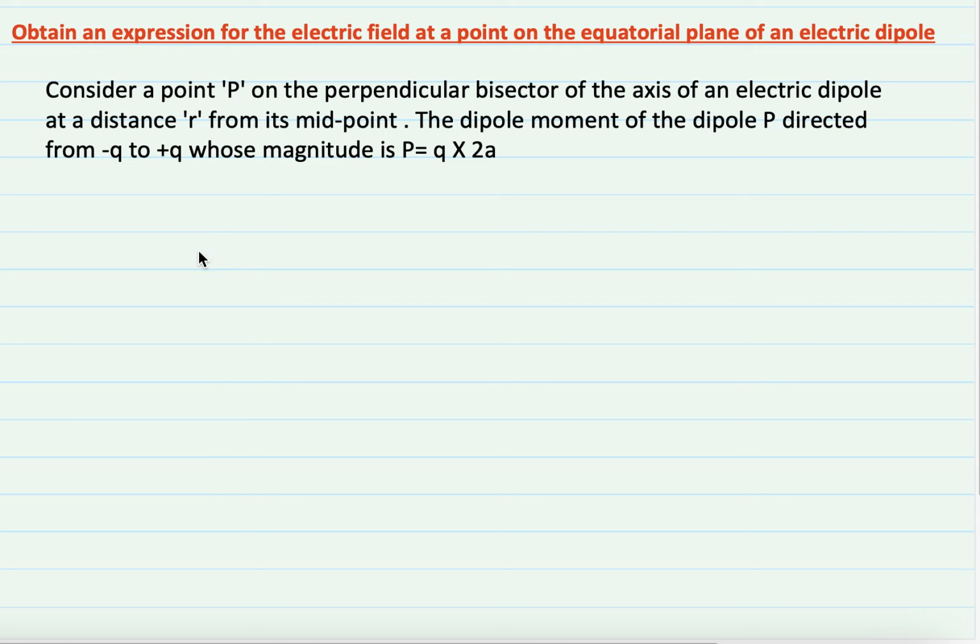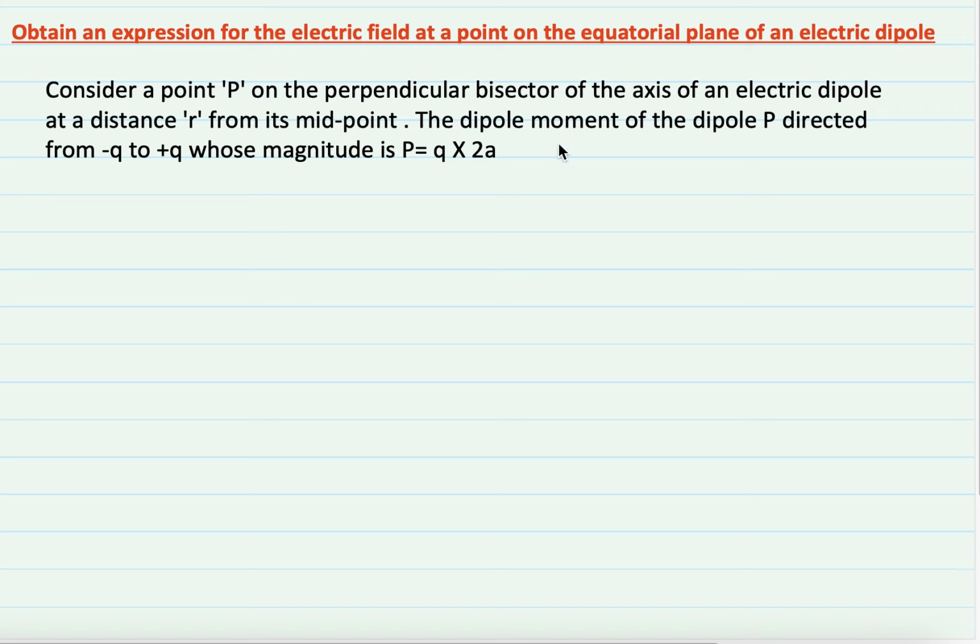This is another very important 5 marks question from the chapter Electric Charges and Fields. That is, obtain an expression for the electric field at a point on the equatorial plane of an electric dipole. Let's see this question. Consider a point P on the perpendicular bisector of the axis of an electric dipole at a distance r from its midpoint.